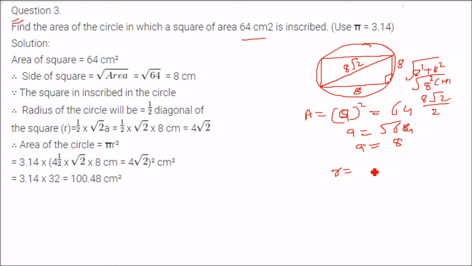Now, what is the radius? This is the diameter. So what will be the radius? It will be 8 root 2 by 2. So it will be 4 root 2. 4 root 2 is the radius of this circle. Now what is the area of the circle?